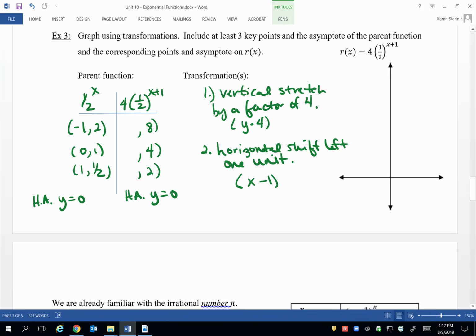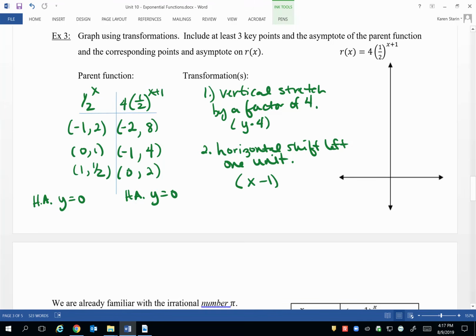Now let's go back to our horizontal transformation. We're going to take every x value and subtract 1. So -1 minus 1 is -2. 0 minus 1 is -1. And of course 1 minus 1 is 0.